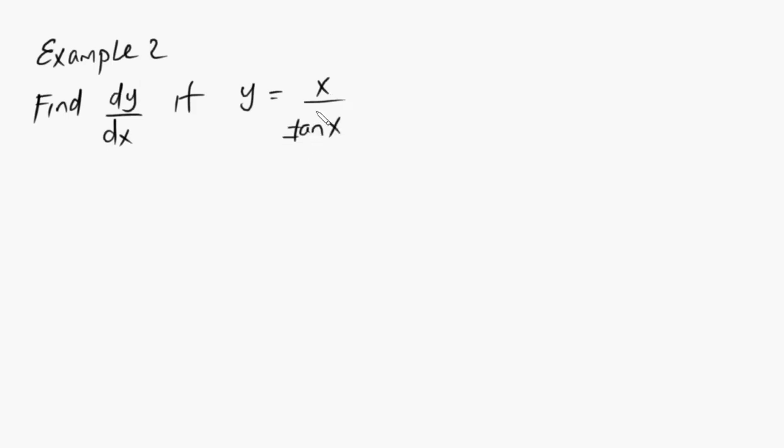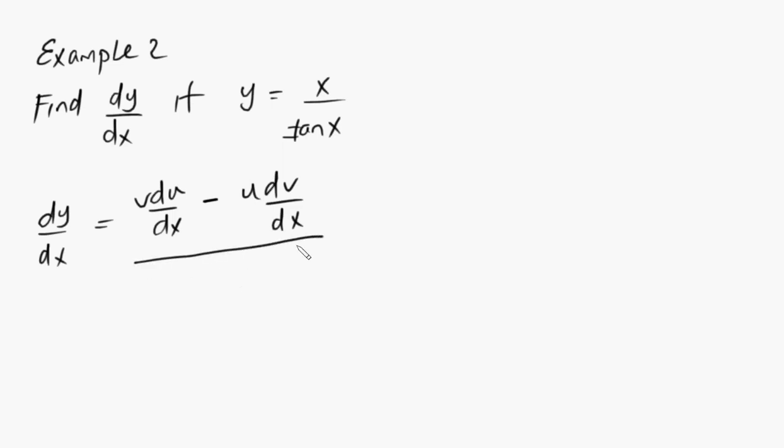Okay, now let's see another example. Call this example 2. It says find dy/dx if y equals x over tan x. So this itself is a quotient. So I can use as usual the quotient rule, which is v du/dx minus, never forget this one, u dv/dx over v squared. So u is the numerator x and v is the denominator tan x.